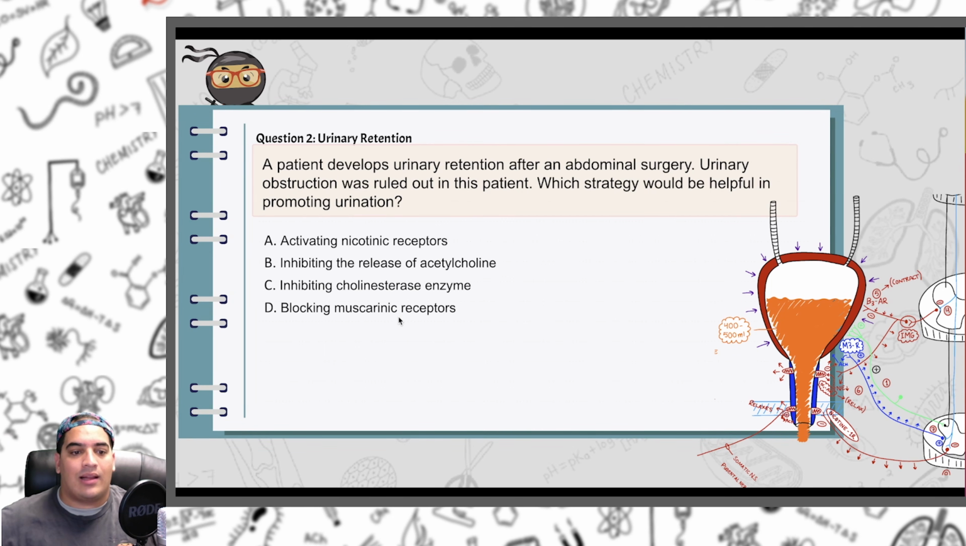And do I want to block the muscarinic receptors? No, I want to actually stimulate them. So it has to be C, inhibit the cholinesterase enzyme, because that'll help to prevent the breakdown of acetylcholine, increase the acetylcholine in the synapse, and have it stimulate the M3 receptors and cause smooth muscle contraction. Should be C.